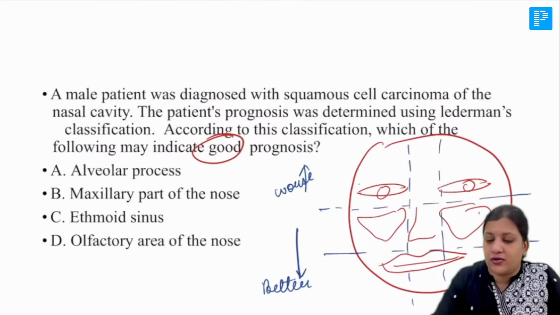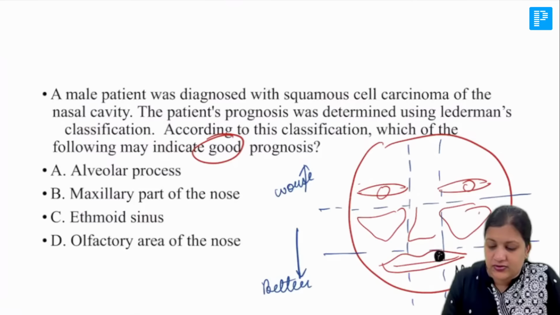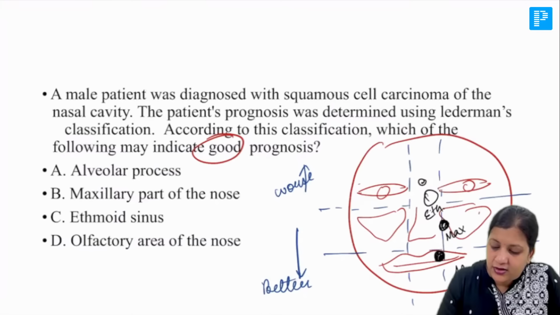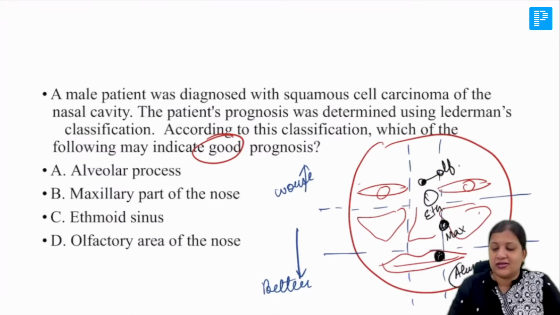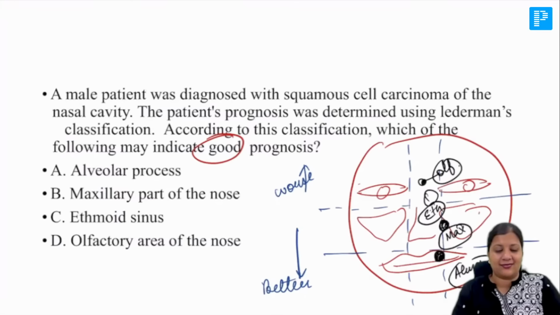Now, alveolar process malignancies will be present where? Here, right? This is your alveolar process. This is the area where you will have the maxillary part of the nose. This is the area where you would have the ethmoid sinuses. And this is the area where you will have the olfactory cleft. So which one will have good prognosis? Alveolar process, maxillary, ethmoid or olfactory? Now you look at it and tell.